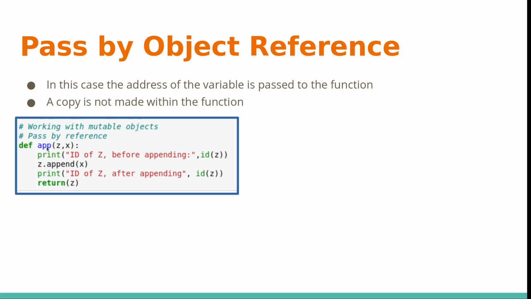Here I have defined a function app. It takes in 2 arguments, z and x. So z is a list and x is a number. I'm printing essentially what is the address that the z is pointing to at the start of the function. Then I'm going to take the value of x and append it to the value of z. And then I'm going to return that z, but before I do that, I'm going to print the ID of z after x has been appended. So I'm modifying z by appending x. And then I want to see what was the address of z before modification and after modification.